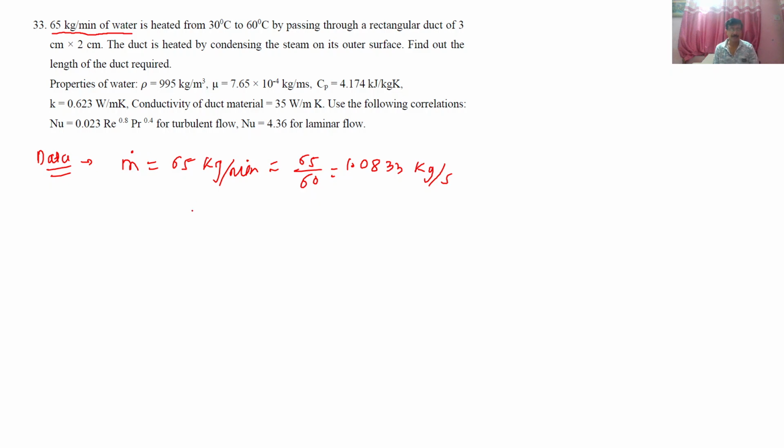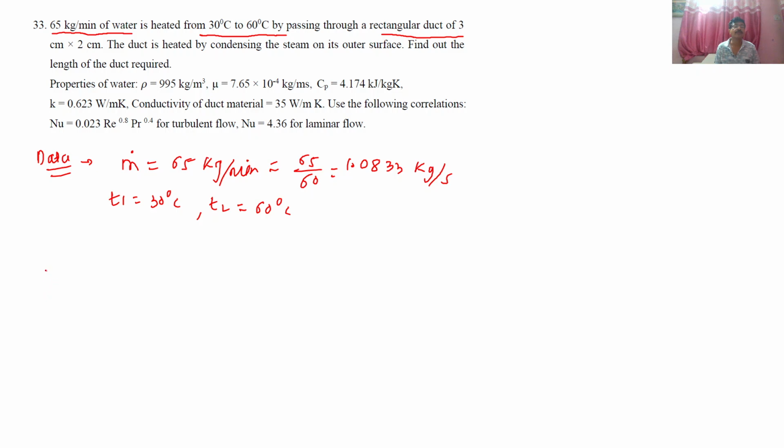If mass flow rate is given, volume flow rate is given, or velocity is given, it is a hint to understand this problem is of forced convection. So in this problem, mass flow rate is given, so it is forced convection. Heated from 30 to 60 degrees Celsius means T1 is equal to 30 degrees Celsius and T2 is equal to 60 degrees Celsius. This means this problem belongs to internal flow because entry temperature and exit temperature are given.